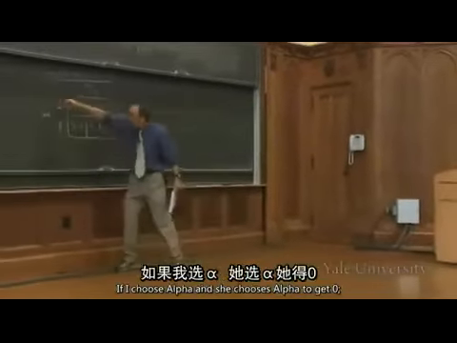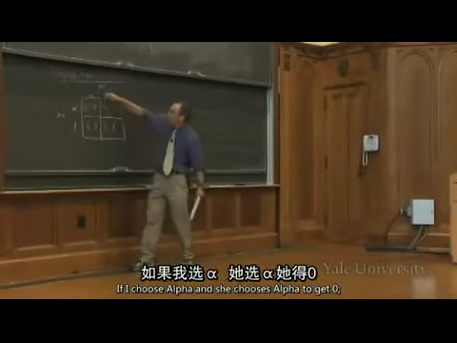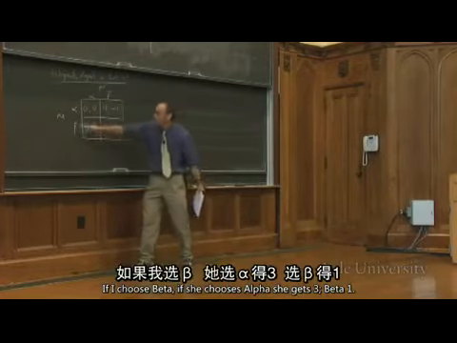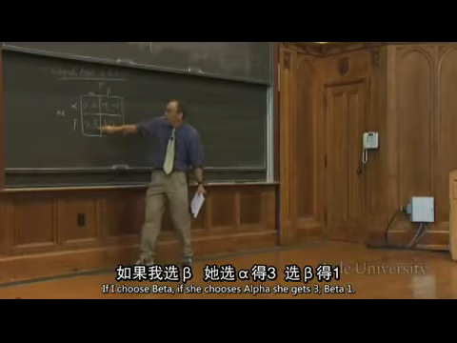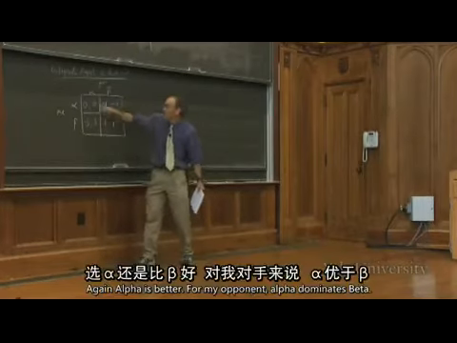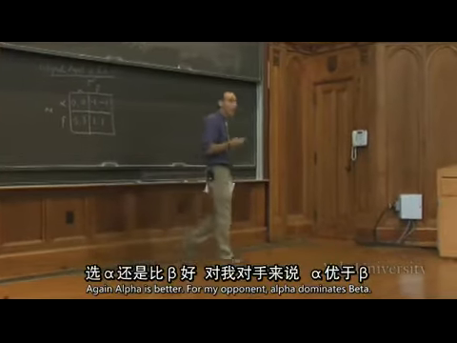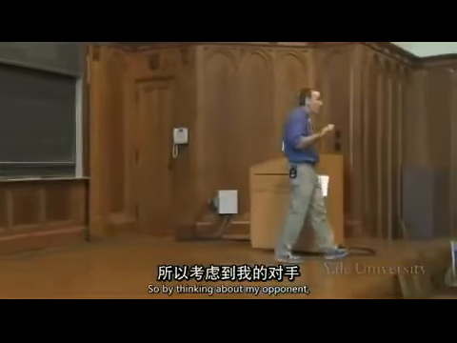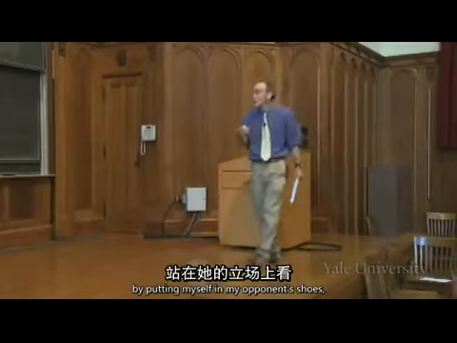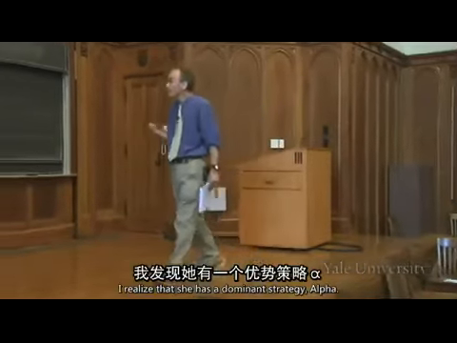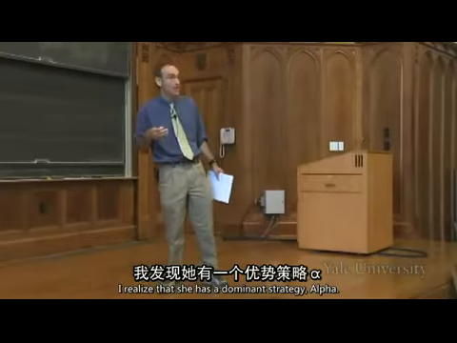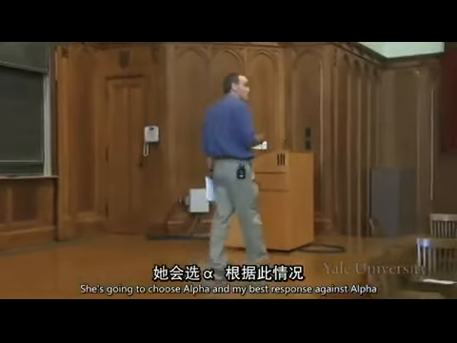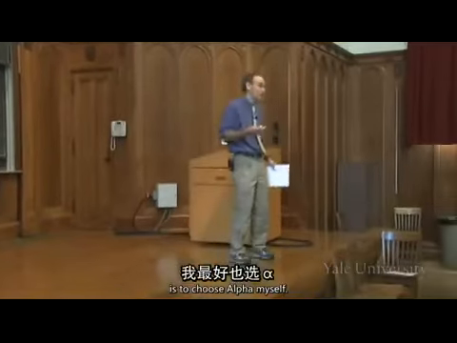If I choose alpha, and she chooses alpha, she gets 0. Beta, she gets -1. Alpha is better. If I choose beta, if she chooses alpha, she gets 3. Beta, 1. Again, alpha is better. For my opponent, alpha dominates beta. So by putting myself in my opponent's shoes, I realize that she has a dominant strategy, alpha. She's going to choose alpha. And my best response against alpha is to choose alpha myself.